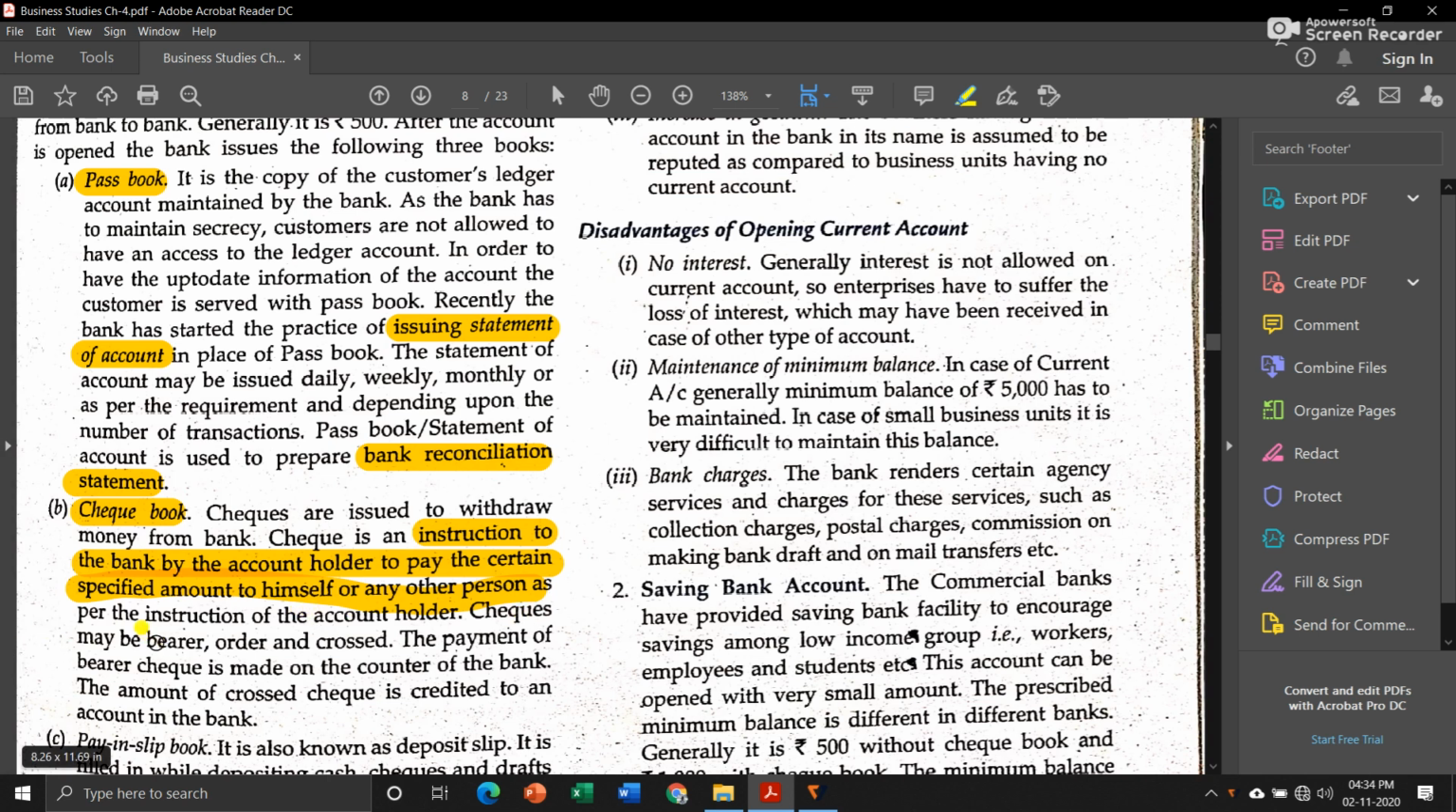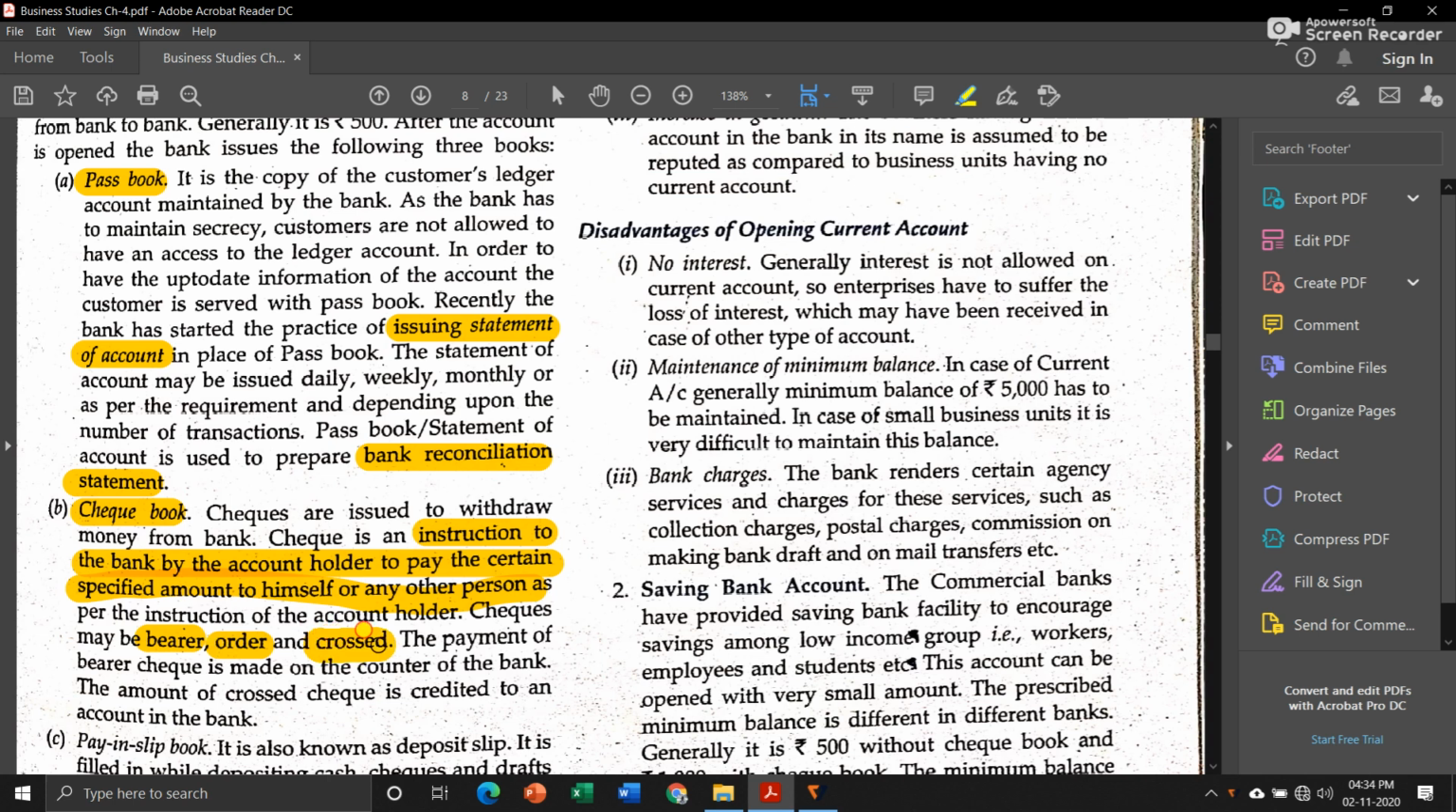Now these checks can be bearer, meaning the person who is bearing or carrying that check can withdraw money from your bank. Order means you can write a particular person's name in that check and order the bank to make payment to him.